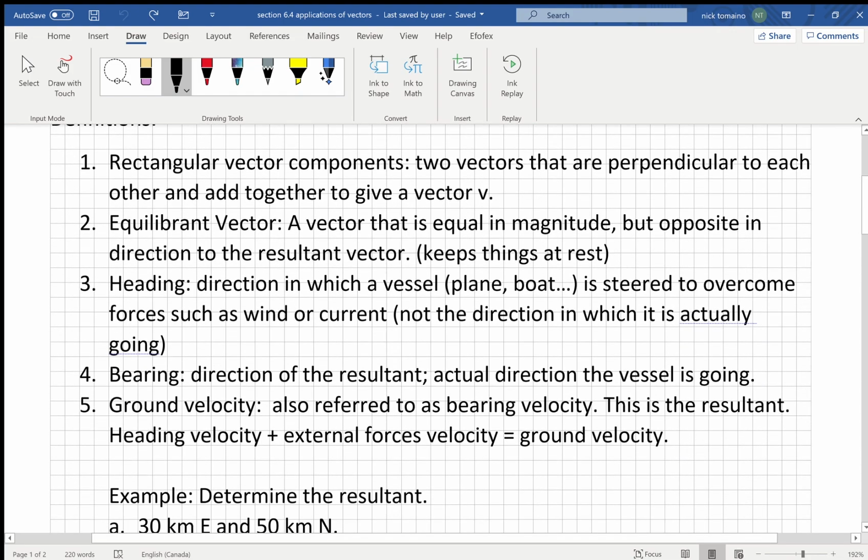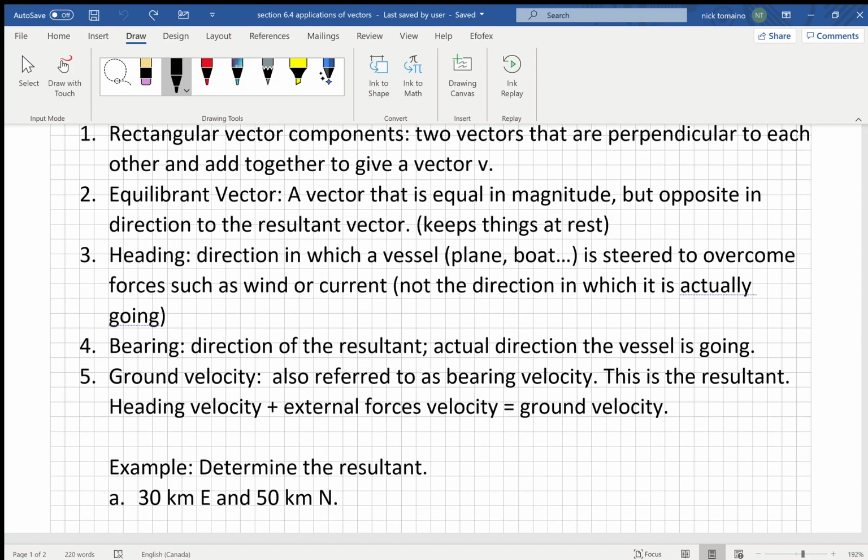Heading is the direction in which a vessel is steered to overcome forces such as wind or current. It is not the actual direction that the vessel is going. Bearing is the direction of the resultant, and this is the actual direction in which the vessel is going. And ground velocity, also referred to as bearing velocity, okay, this is the resultant. So the heading velocity plus your external forces velocity, so wind, would equal the ground velocity.